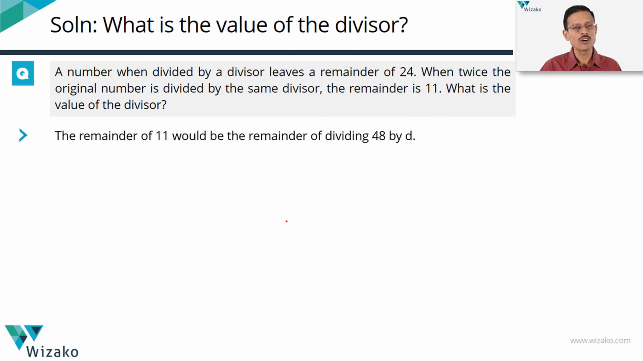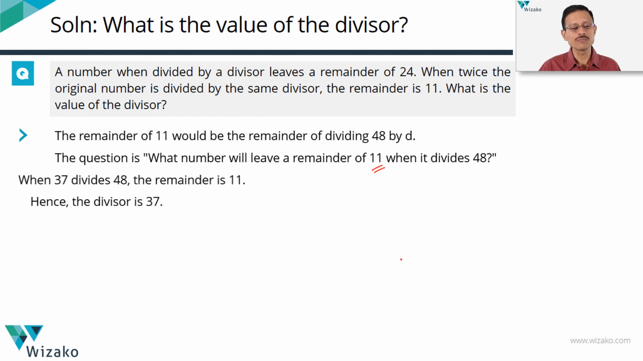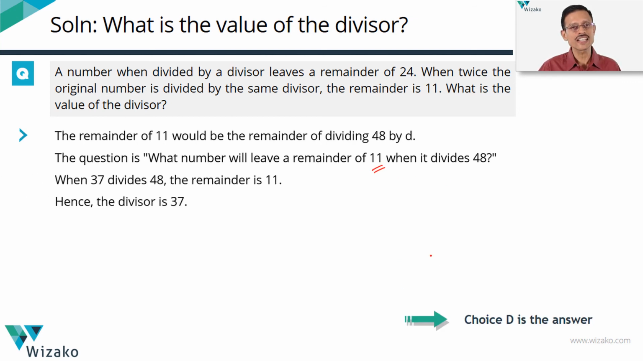So what we obviously know is this 11 as a remainder is on account of dividing this 48 by D. The key question to ask is, what number when it divides 48 is going to leave you a remainder of 11? That number is 37. Choice D is the correct answer to the question.